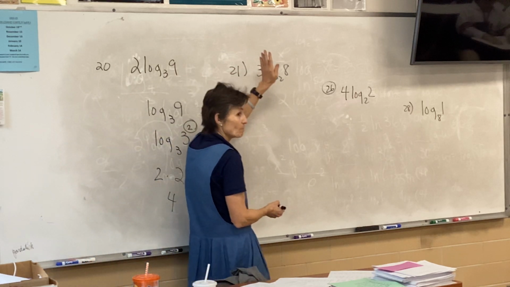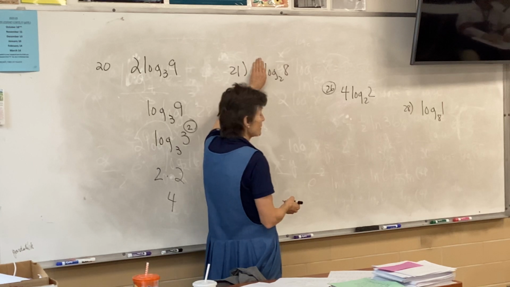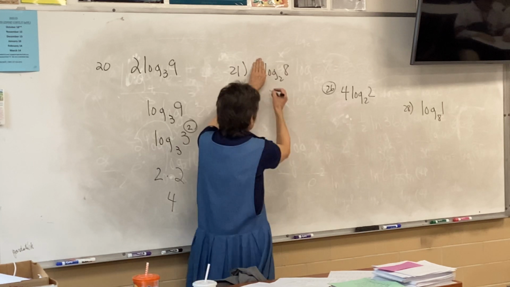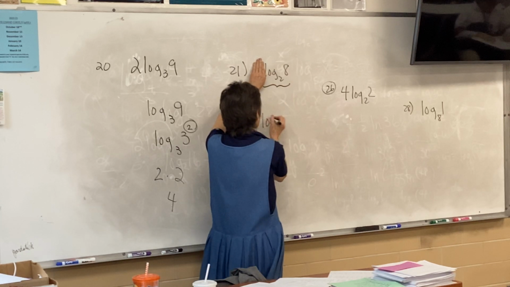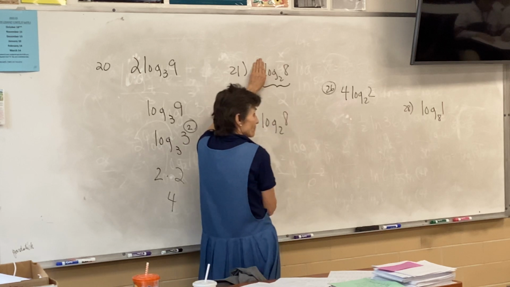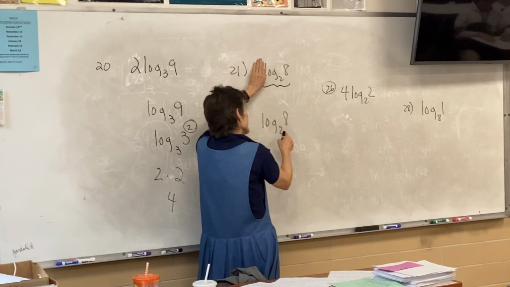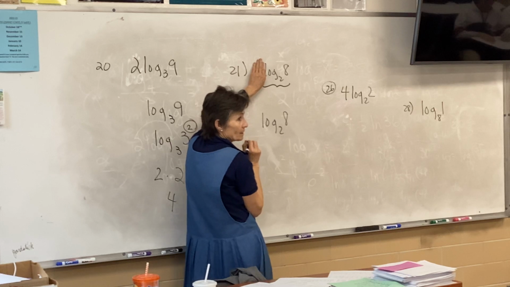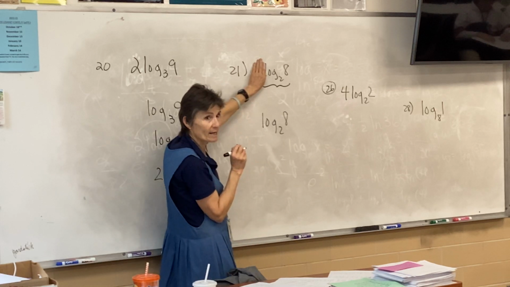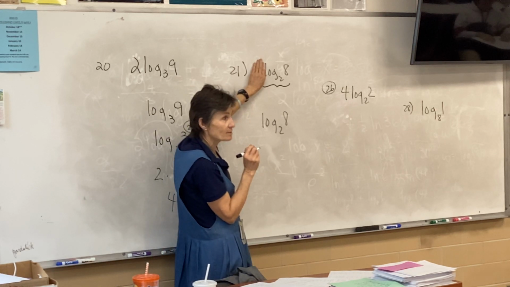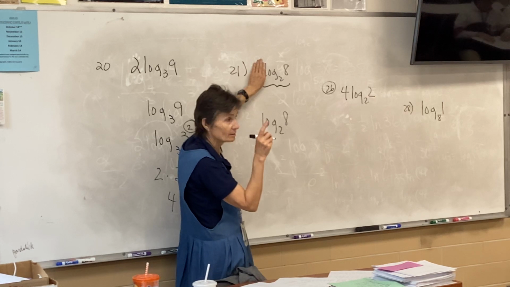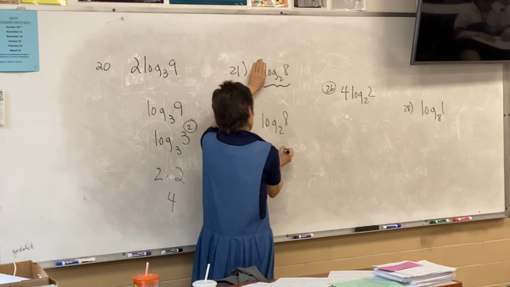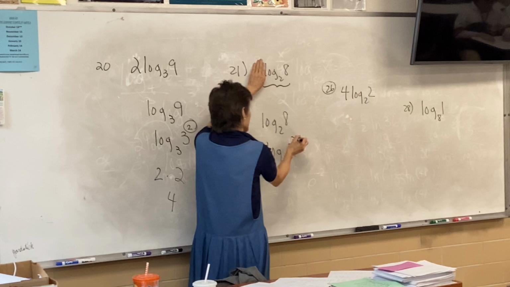All right, let's come over here. Same thing. Deal with this. What's the log base 2 of 8? Well, I don't know. 2 and 8 don't match. But what do I know about 8? It's 2 to the third. So this is the log base 2 of 2 to the third.